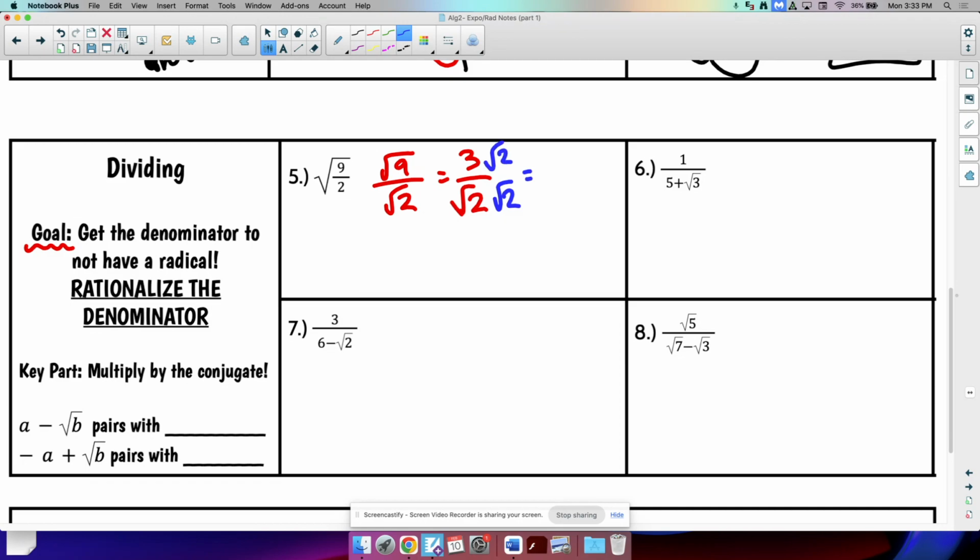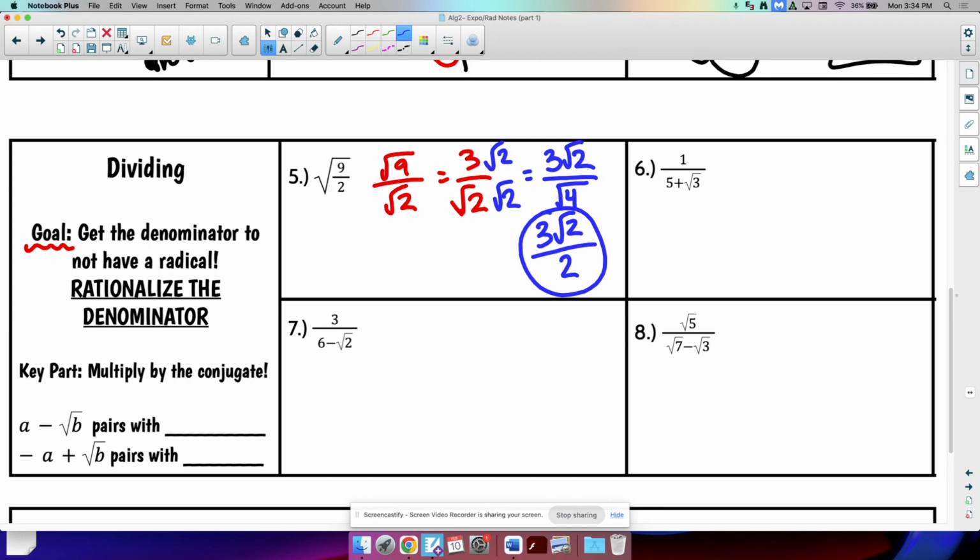Whatever you do to the bottom, you have to do to the top. So up top, the 3 and the square root of 2 are not the same type of number. 3 is outside, 2 is inside. On the bottom, those two are both under a radical, so they can be multiplied together. Can't reduce the square root of 2, so that is stuck up there. Square root of 4 is 2 on the bottom.